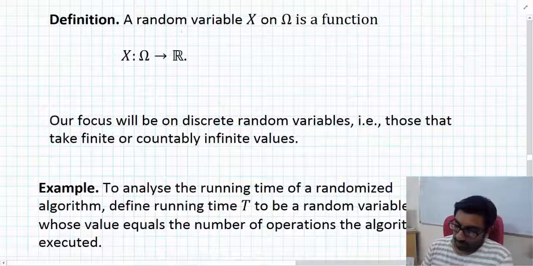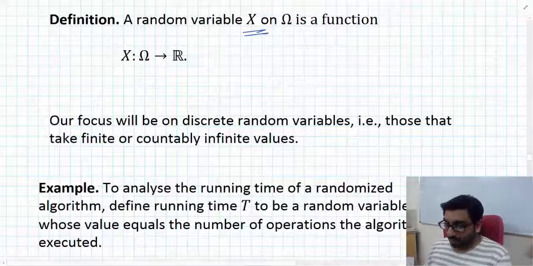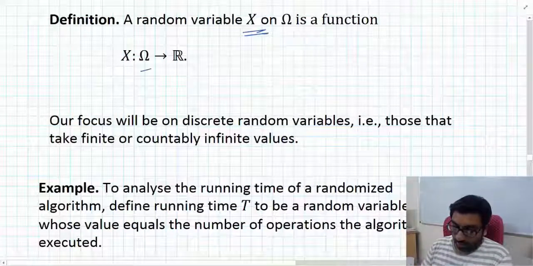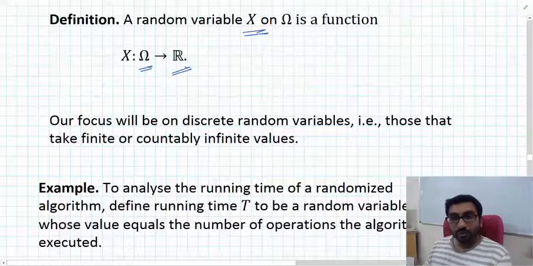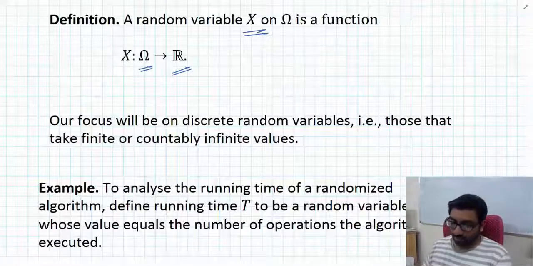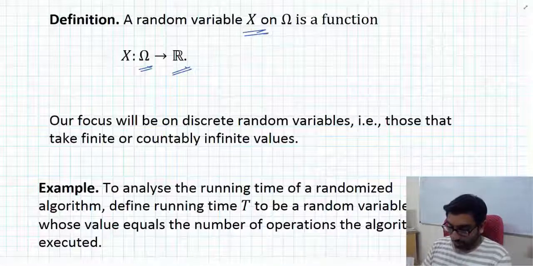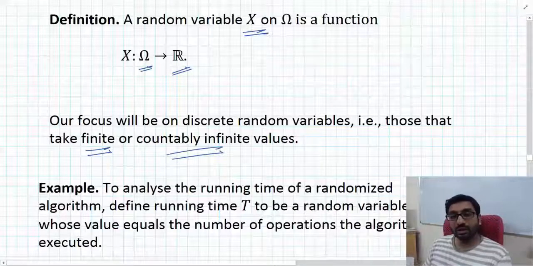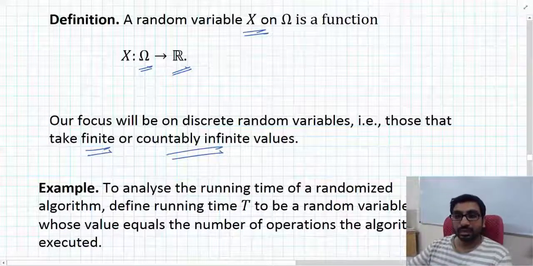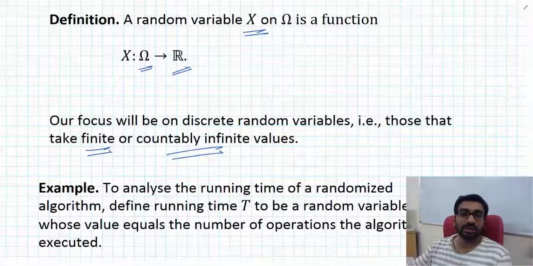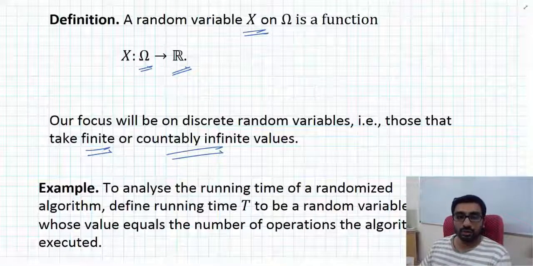A random variable, X, on sample space omega is a function, and this function maps omega to real values. And in particular, we will focus on discrete random variables where the sample space elements will be mapped onto either a finite or countably infinite set of values. So now every time an event occurs, the random variable X will take on a certain quantitative value, and we can use this to do quantitative analysis.